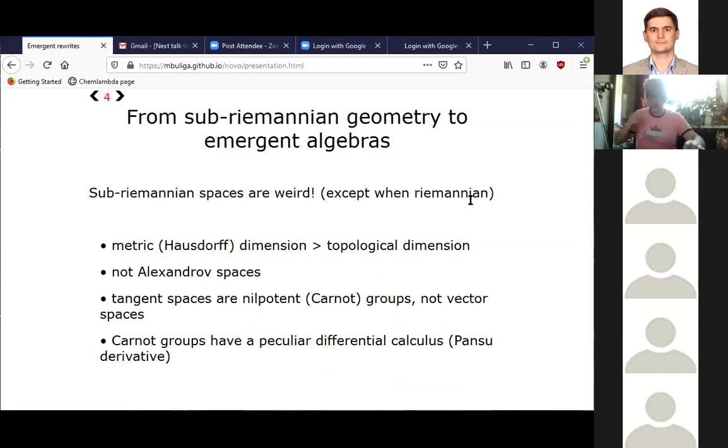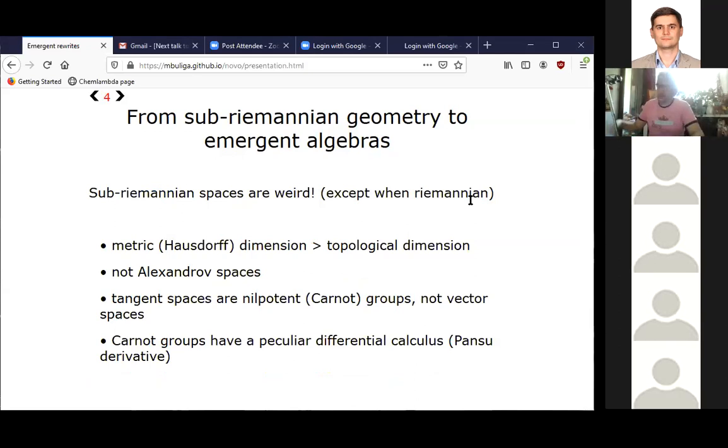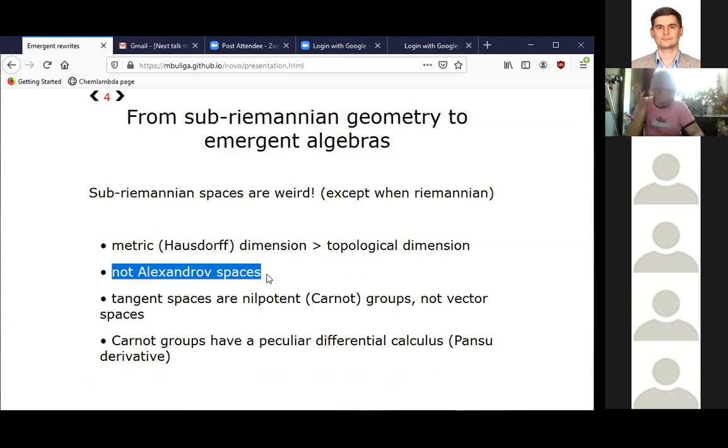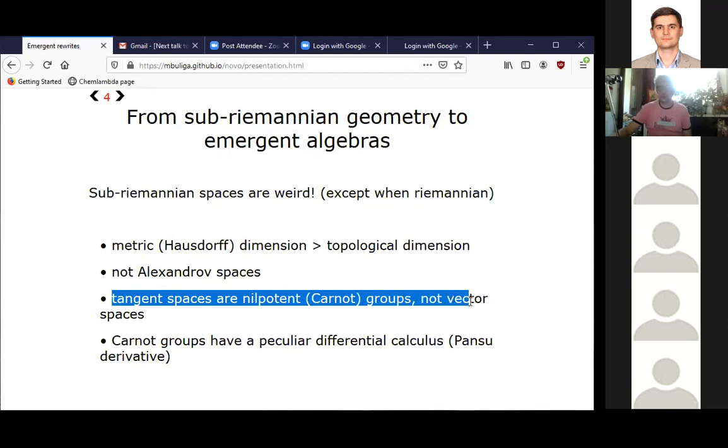Now I said that these spaces are weird, in the sense that they are fractals: their metric dimension is bigger than the topological dimension. They are not Alexandrov spaces, so they are not nice spaces from the point of view of Riemannian geometry. And their tangent spaces in the metric sense, there is a whole story about this, are Carnot groups, not vector spaces, because vector spaces are just commutative Carnot groups. They have only one level. The Lie algebra is trivial, while there are lots of Carnot groups which are non-commutative, and tangent spaces to such manifolds have a structure of non-commutative Carnot group.